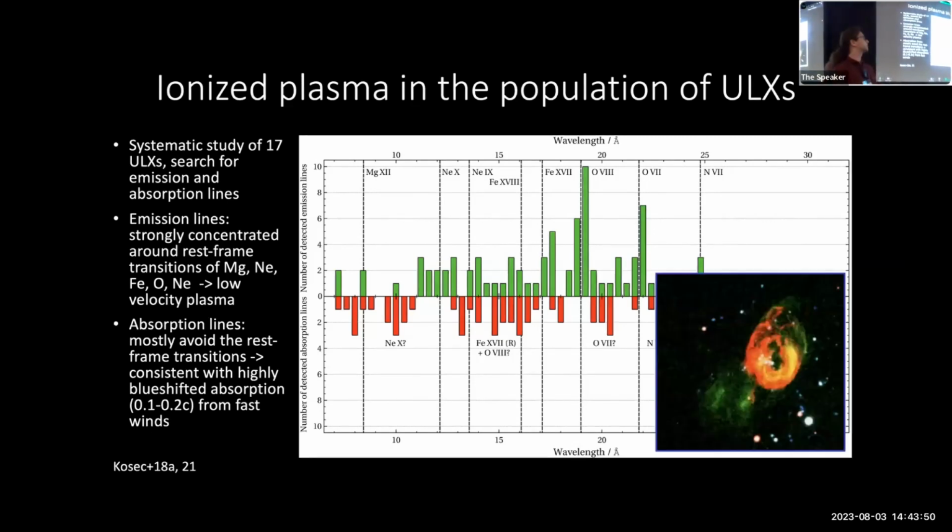And in fact, these powerful outflows with velocities of 0.1 to 0.2 times the speed of light carry enough energy to inflate these massive bubbles of ionized material, in which many ULXs are located.